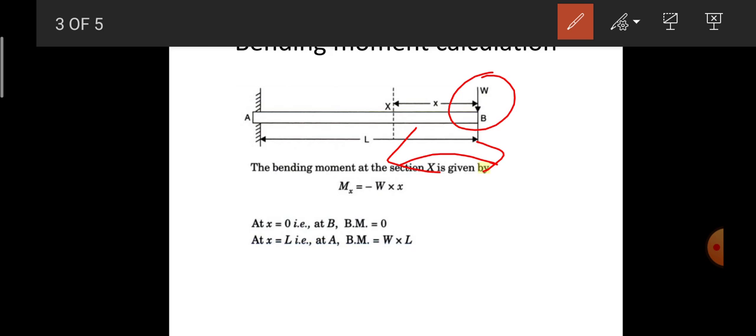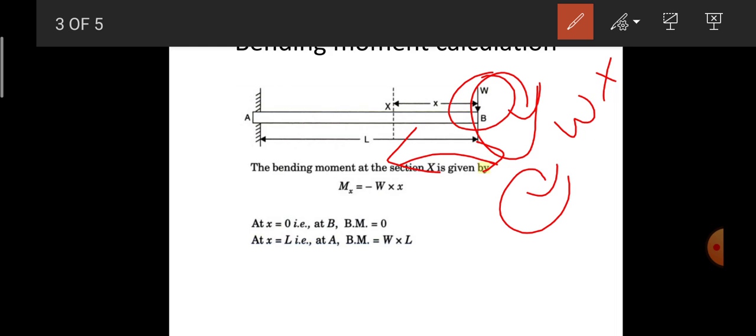So therefore the bending moment at section X from the right hand side portion is nothing but force W times perpendicular distance X. So it is equal to W into X, which is acting in the clockwise direction, that is, going along the force through the line of action, it is the clockwise direction.